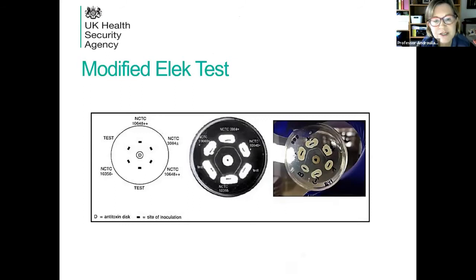This is the modified ELEK test. Again, the same medium, the same ELEK medium, and it's immunoprecipitation. So, again, each plate will accommodate 2 test strains along with 3 controls. And if the test strain is positive, it will form an identity with the positive controls, as shown here. It's very simple to perform, and a result is usually made available within 16 to 18 hours. And this is the test that we use in the laboratory and that many other labs tend to use these days.